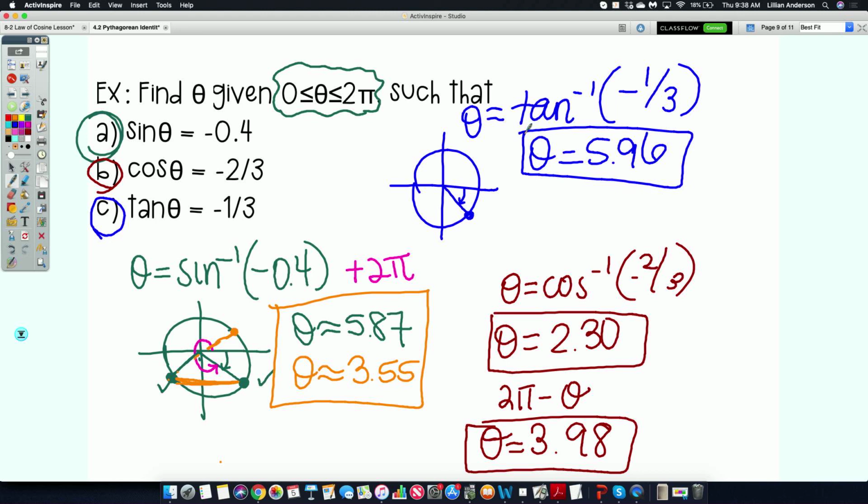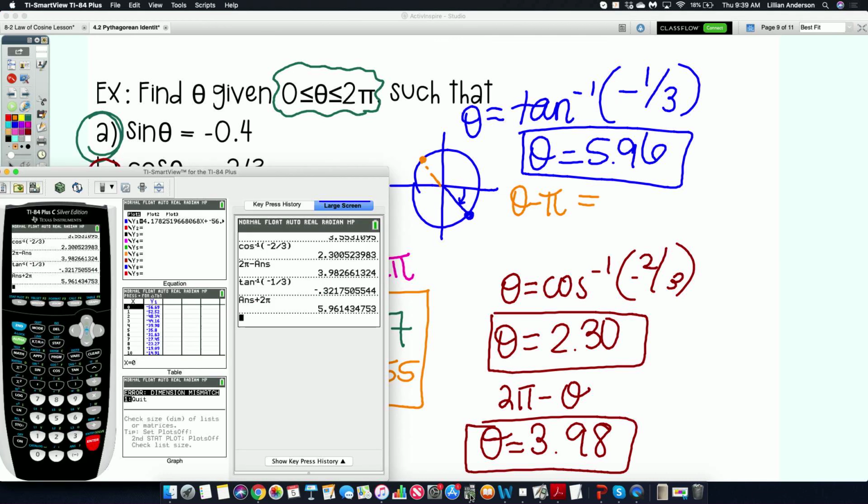So then how do I get the one that corresponds to what quadrant? Where else is tangent negative? So it's there. How do I get this one? Pi minus theta? You wanted the other way. Because if you did pi minus theta, you'll end up getting the negative, and then you have to add 2 pi again. So then you get 2.82.